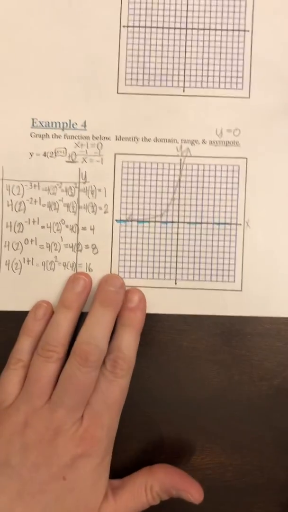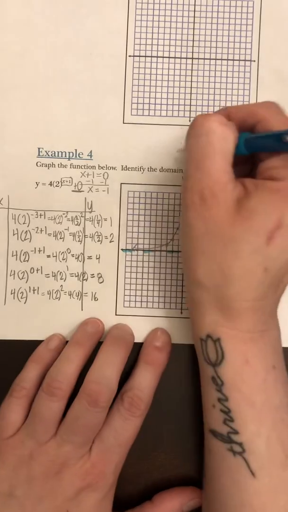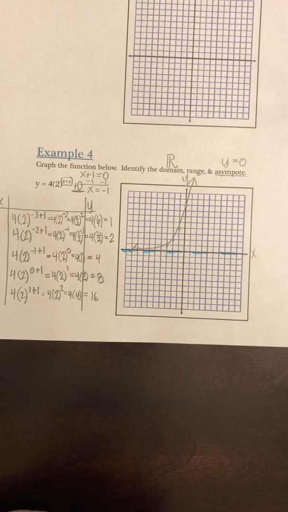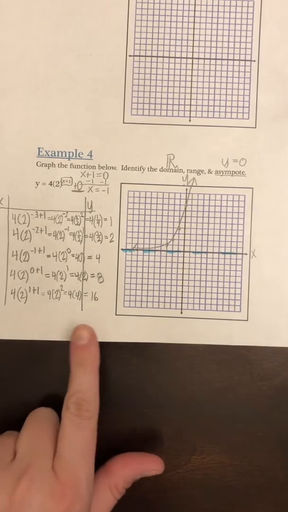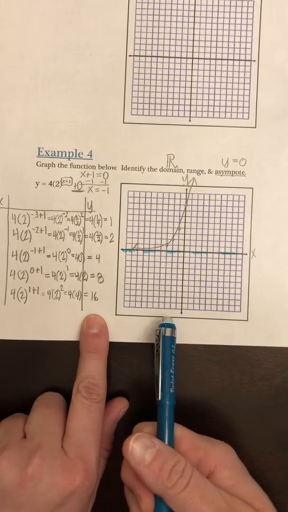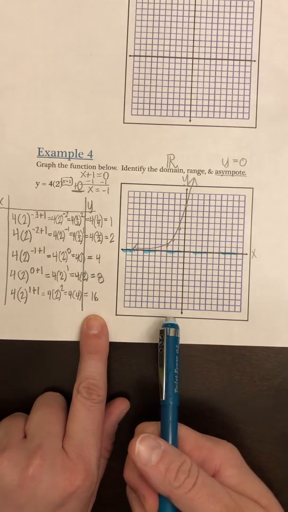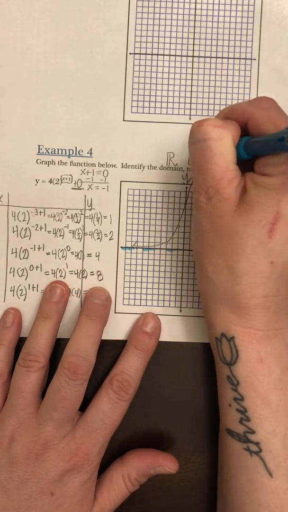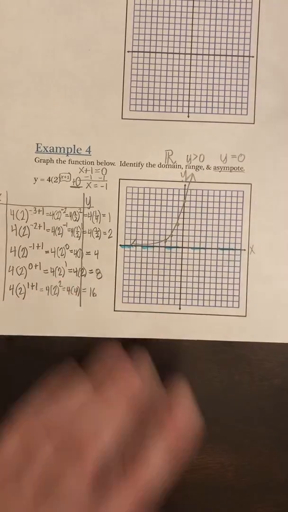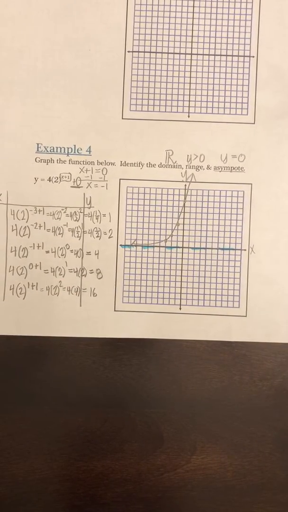So let's talk domain. Did we have any restrictions? No, we were able to plug in anything we wanted. So hopefully what you're able to tell now after doing several examples is that your domain is going to be all real numbers because you don't have any restrictions. But let's look at our range. If you look at both your y values as well as your graph, everything happened above the asymptote. Our asymptote was at 0, so above it means a greater than sign. So we're going to have y is greater than 0. So if you can identify if your graph is occurring above or below your asymptote, then you just have to figure out if you need a greater than sign or a less than sign.